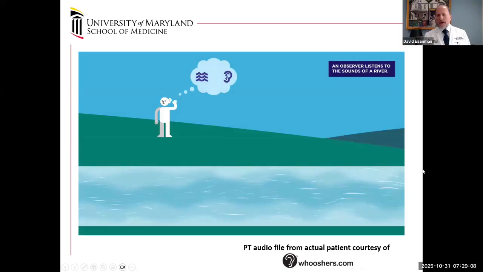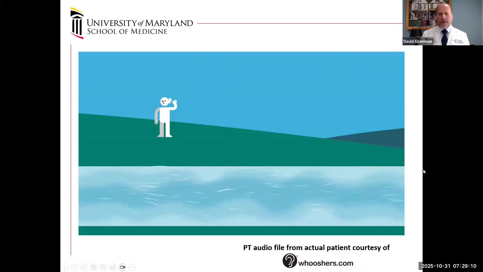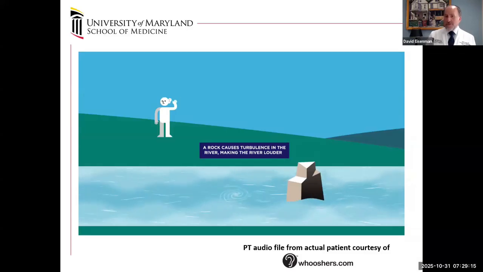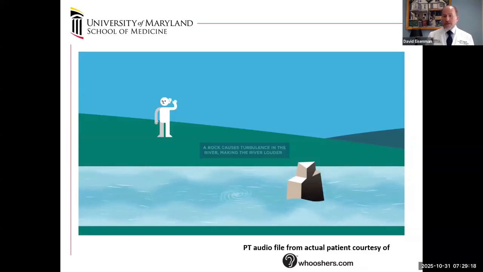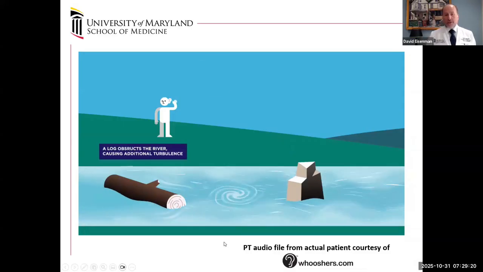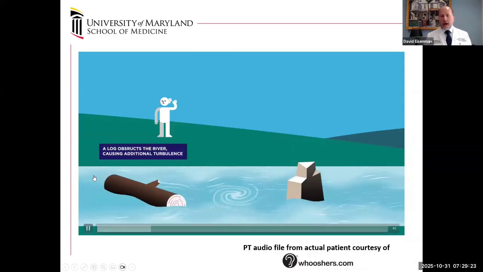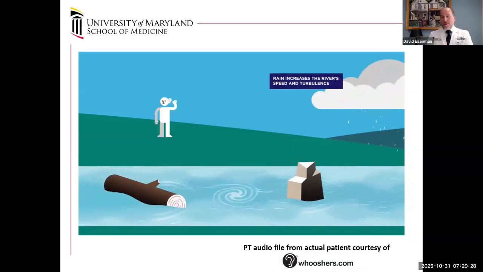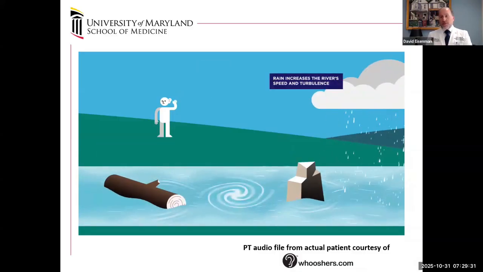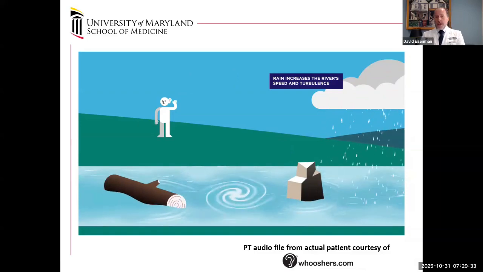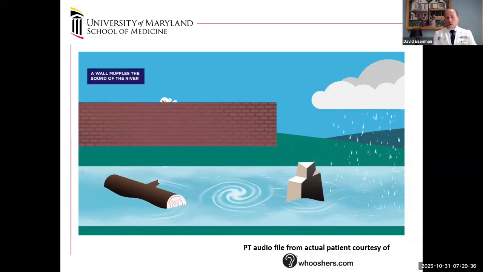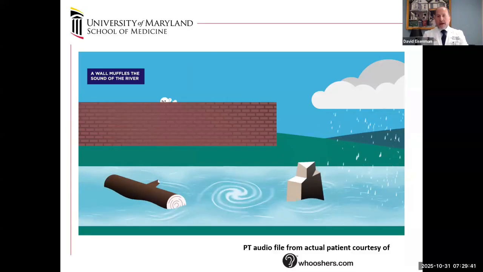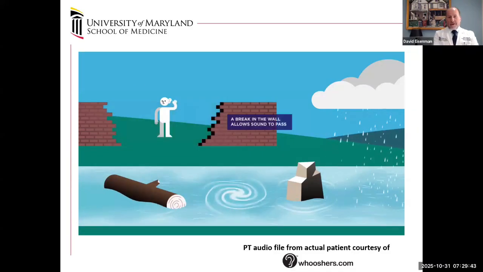My wife and I go for a walk every week by a creek near our house. And what you notice when you do the same thing every week is that the noise of the creek changes. Sometimes it's louder, sometimes it's softer. If there's a rock there, you get turbulent flow and it's louder. If a log is blocking it, you get upstream turbulent flow and it's a little louder. If it rained the day before, it gets really loud. If you're walking past a wall on the path by the side of the creek, the sound gets softer. If there's a break in that wall, then the sound gets louder.